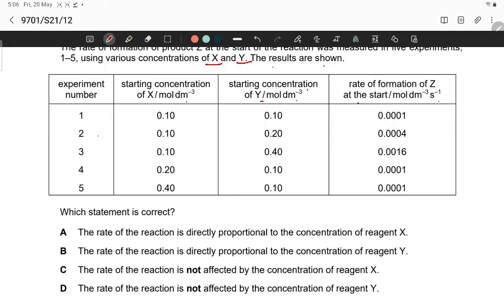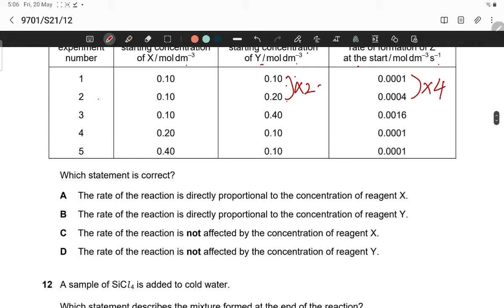In experiments 1 and 2, there is no change in the concentration of X, but there is a change in the concentration of Y. So 0.10, doubling the concentration of Y, the rate will be increased 4 times. So by doubling, the rate is increased by 4 times. And in the third and fourth experiment, 0.10, again 0.20 to 0.40, doubling the concentration, rate will be increased by 4 times.